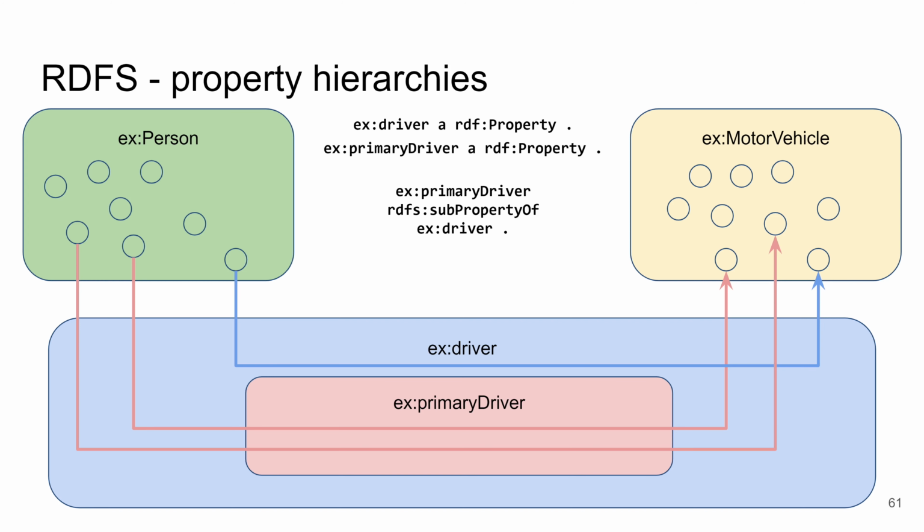And in that case, we can have a subset, which is the subproperty primary driver. So if primary driver is a set of pairs of nodes connecting person and motor vehicle, and saying that the person is the primary driver of that motor vehicle, because primary driver is a subset of driver, it also says that the person is a driver of that motor vehicle. So with RDFS, we have hierarchies of both classes and properties.